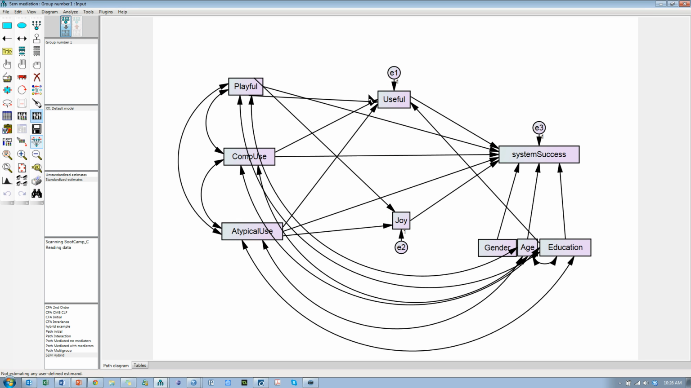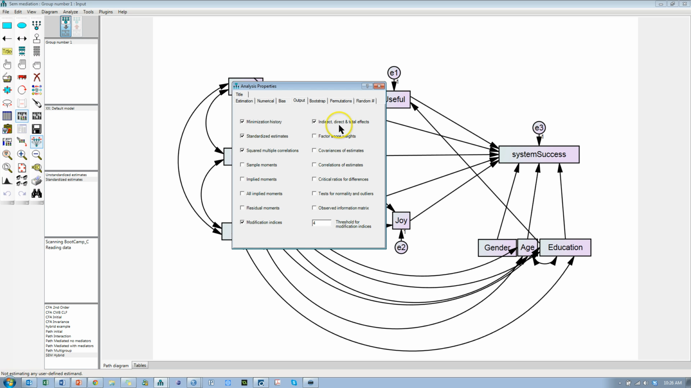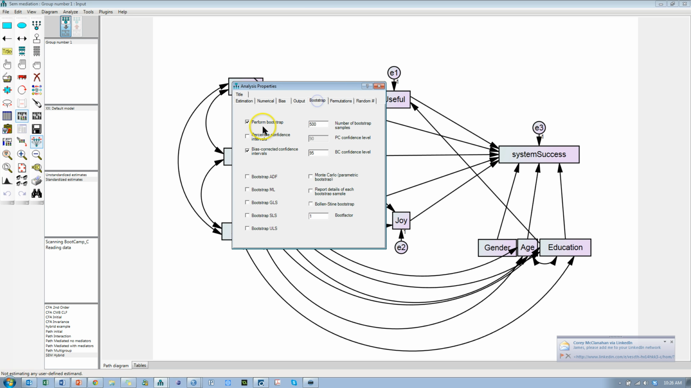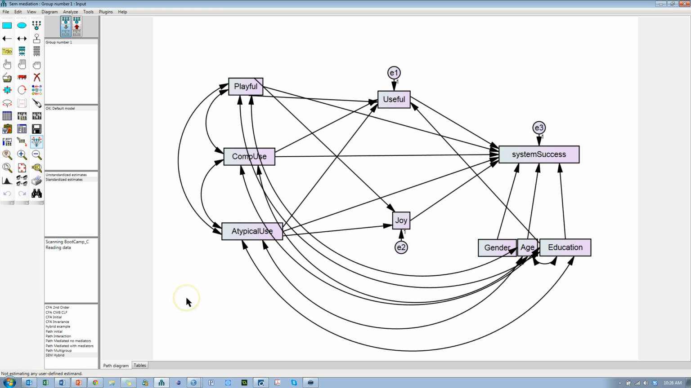And make sure you check indirect. Yeah, and make sure in your output the indirect and total indirect effects are checked. Can you show the bootstrap again? Yeah, bootstrap, perform the bootstrap and do bias corrected confidence intervals. I've been directed that 95% is what we want to look at. I always use 90. Okay. And close and run. This will take longer to run for some of us. Okay.